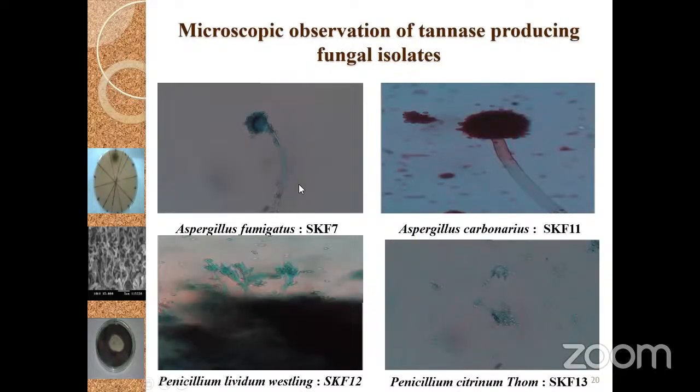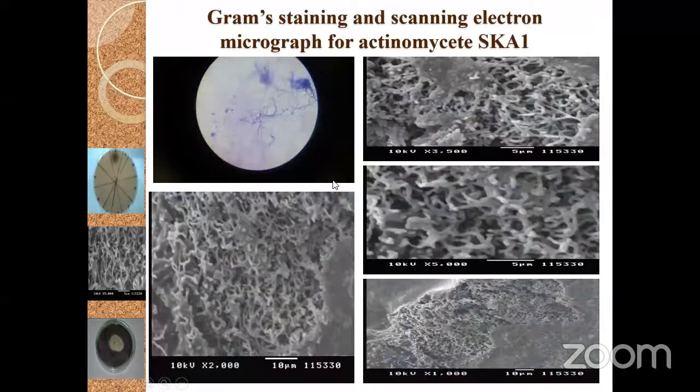This slide shows us the microscopic observation of the fungal isolates. So Aspergillus fumigatus and Aspergillus carbonarius we have isolated. Then the SK1 isolates, which we have used for our study. This slide shows us the electron micrograph of the actinomycete isolates.